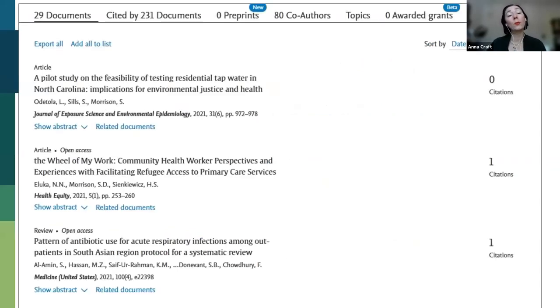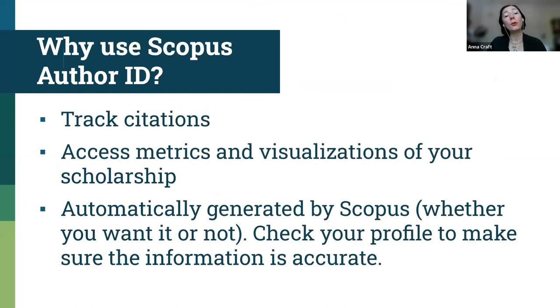If we scroll down, we would see a list of their publications. So we'd see very similar to in the other systems we've looked at so far, what's the article title, who are the authors, where was this published, and when. And again, you are likely to hit a paywall with some of these if you're trying to get access to something that we don't subscribe to. Why would you use this?